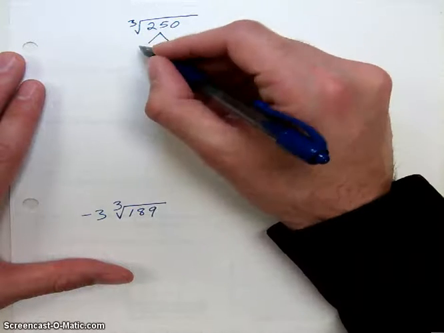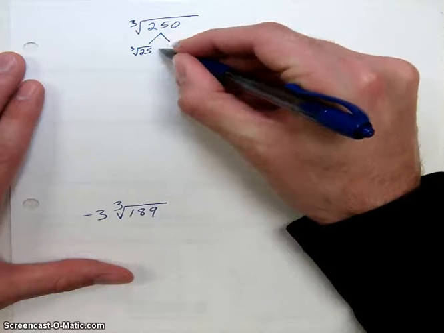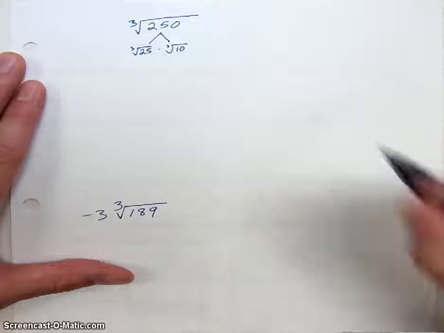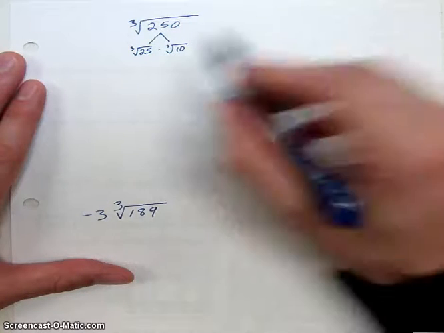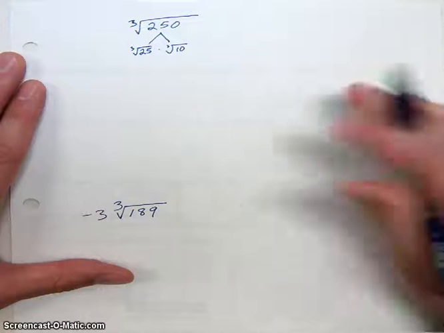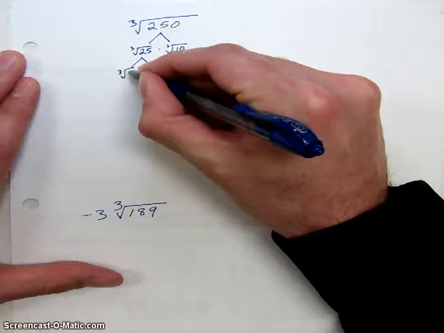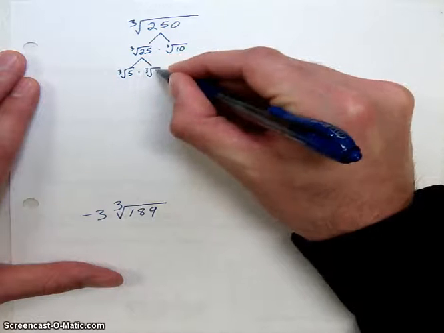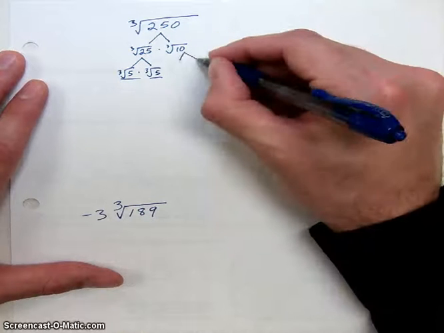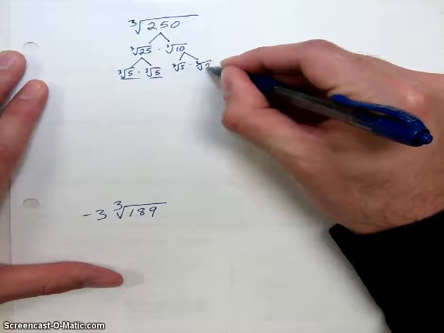So I can break this down into the cube root of 25 times the cube root of 10. Those two numbers will multiply together to give you 250. And I want to keep the cube root symbol on this so I can remember that that's what we're finding the factors of each time. This can be broken down further into the cube root of 5 times the cube root of 5. Those are both prime, so I can stop there with those. And this I can break down into the cube root of 5 times the cube root of 2.